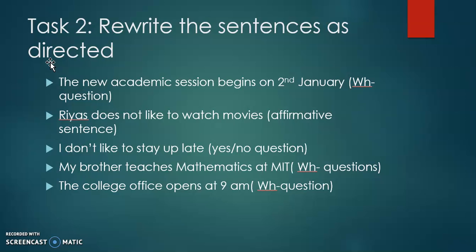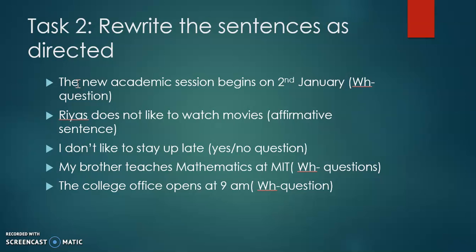Now see the second task. Here the question is to rewrite the sentence using what is required. The new academic session begins on 2nd January. The requirement is to form a WH question. So in order to form a WH question, we have to take the helping verb out of the sentence first. What is the helping verb here? It is does. See here, begins. Begins means begin plus does. So we are taking that does out of the sentence. Does the new academic session begin on 2nd January?